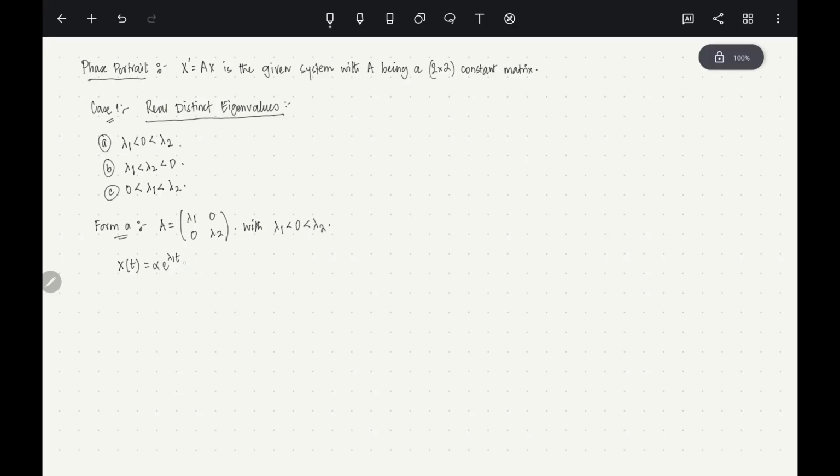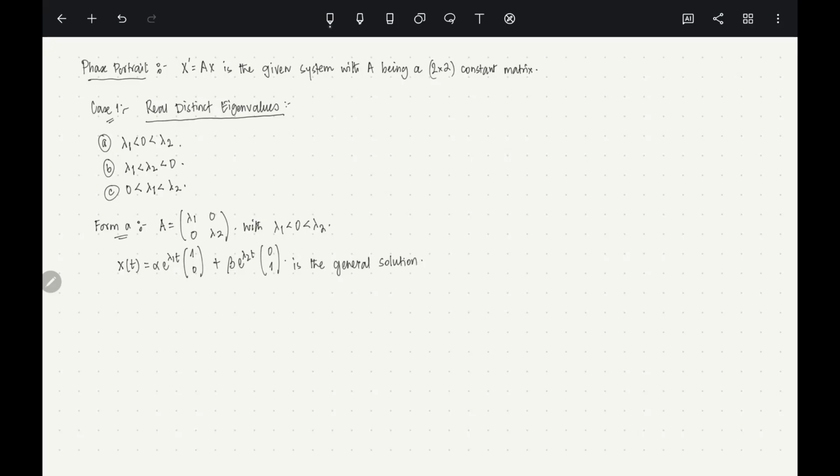So what you can do is you can show that for the canonical form you have two solutions, the eigenvectors corresponding to that will look like this: (1, 0) and (0, 1). Then beta times e to the power lambda 2 of t times (0, 1). And once you do this, that's your general solution.